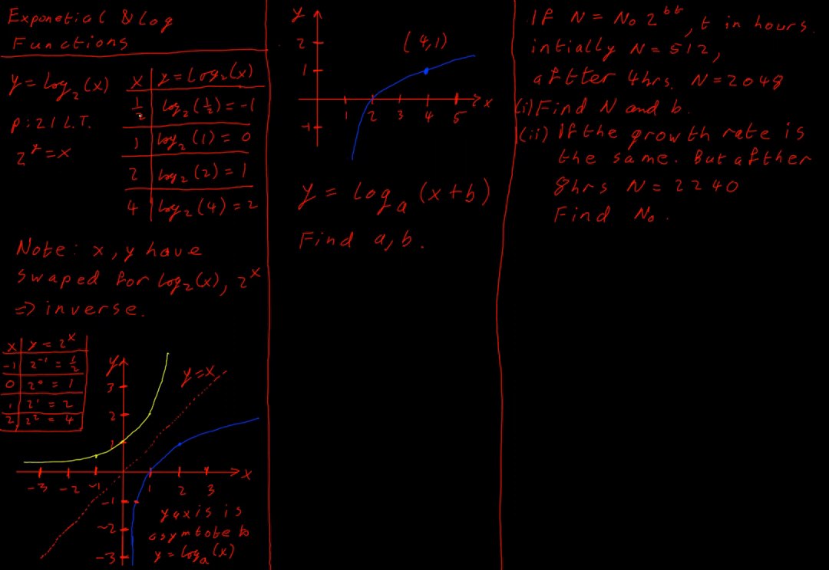So if we have x is a half, we have 2 to the power of what would give me a half. Well, a half is 2 to the power of minus 1, so 2 to the power of minus 1 would give me a half. 2 to the power of 0 would give me 1. 2 to the power of 1 would give me 2. 2 to the power of 2 would give me 4.